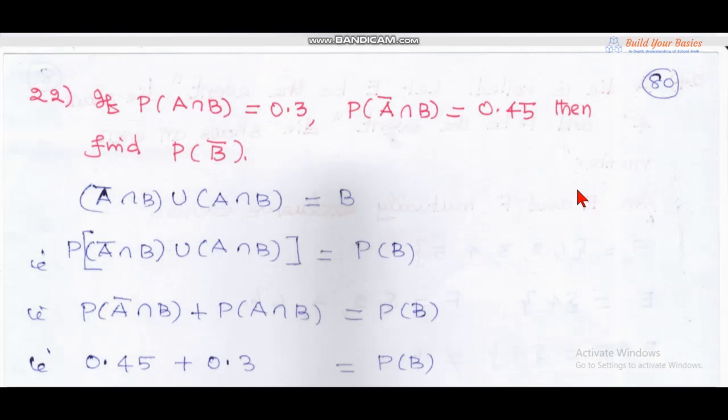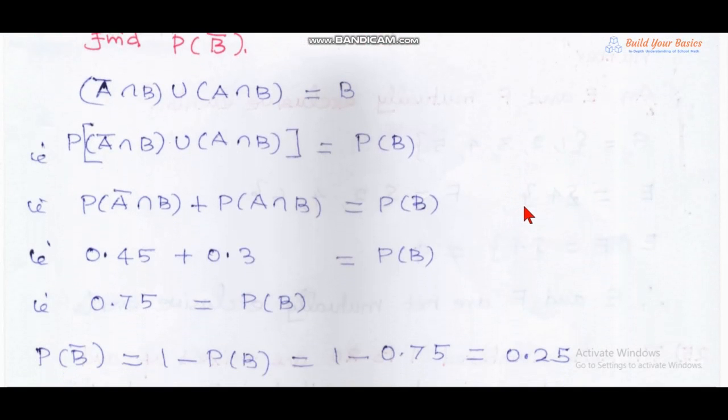Question number 22. If probability of A intersection B equals 0.3, probability of A bar intersection B equals 0.45, then find probability of B bar. We have A bar intersection B union A intersection B equal to B. That is, probability of A bar intersection B union A intersection B equals probability of B.